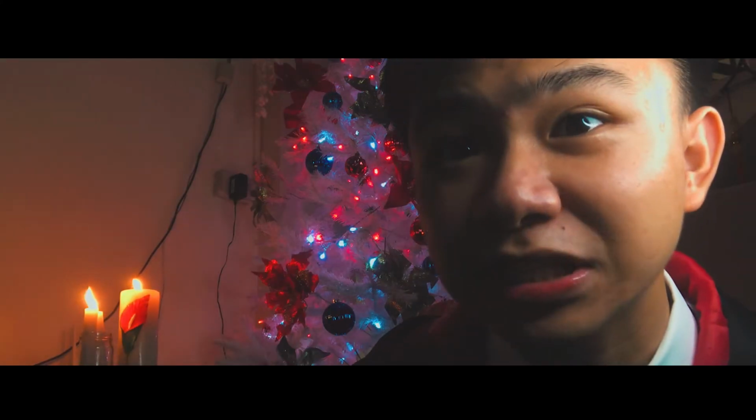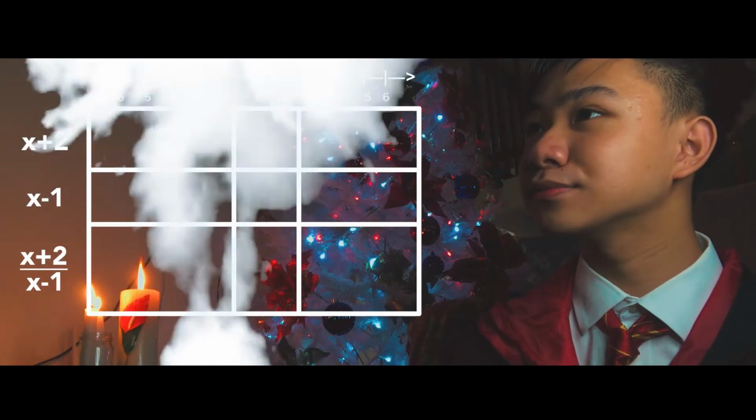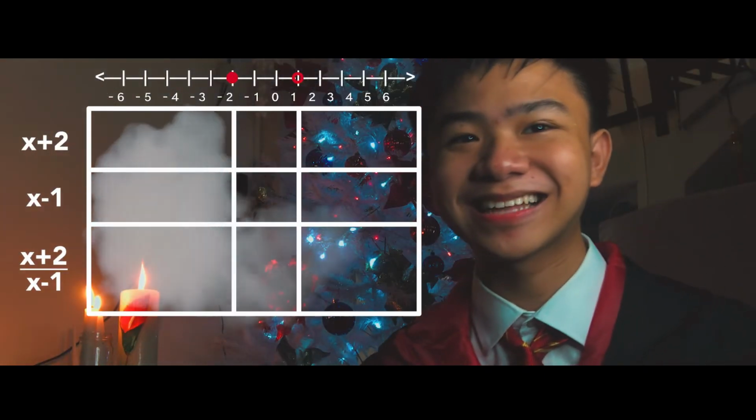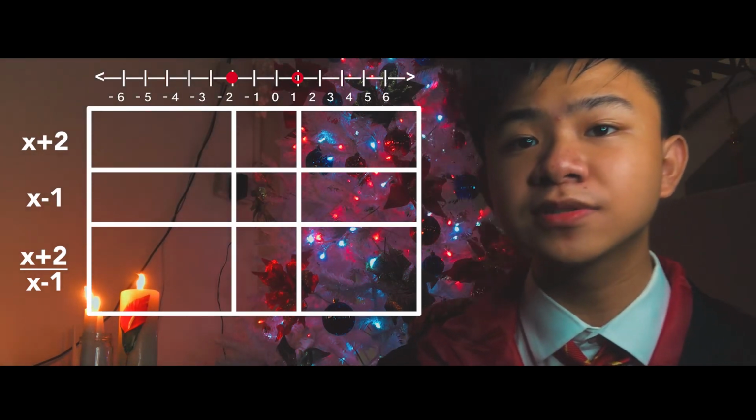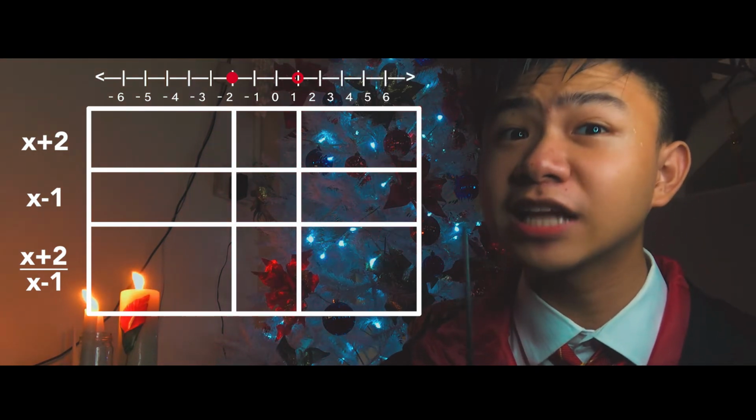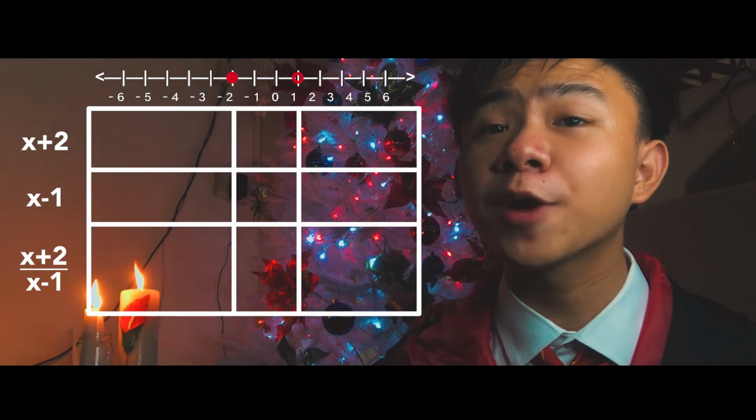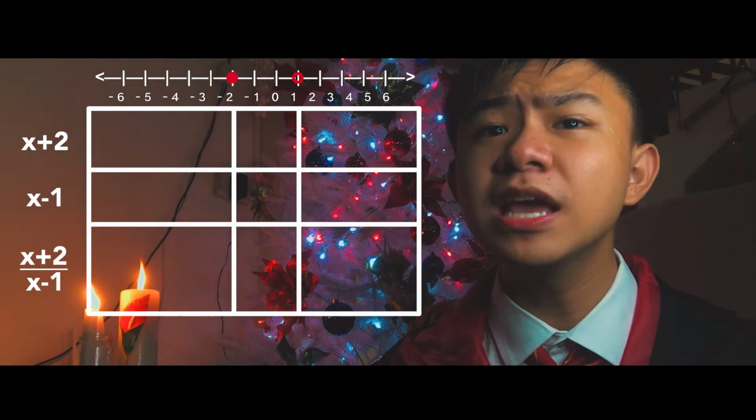Let us make a spell. Accio table of signs. There you have it. Now, substitute the values of the included numbers in the table and determine if it's negative or positive. Since our equation is less than or equal to 0, it should be negative.